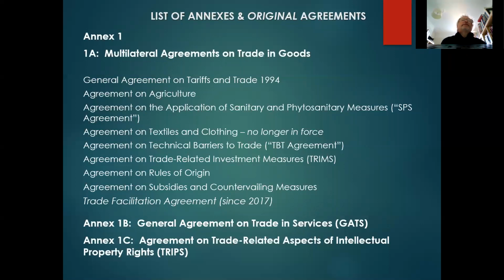And so there's Annex 1, which concerns goods. Multilateral agreements on trading goods. These include GATT 94, the Agreement on Agriculture, and the various other ones as well. You notice that there's one new agreement since 2017, which is the Agreement on Trade Facilitation. Annex 1B is the General Agreement on Trade and Services, or GATS. Annex 1C is the TRIPS agreement, which is on intellectual property. That's rather, like GATS, that's also rather a new thing in trade law.